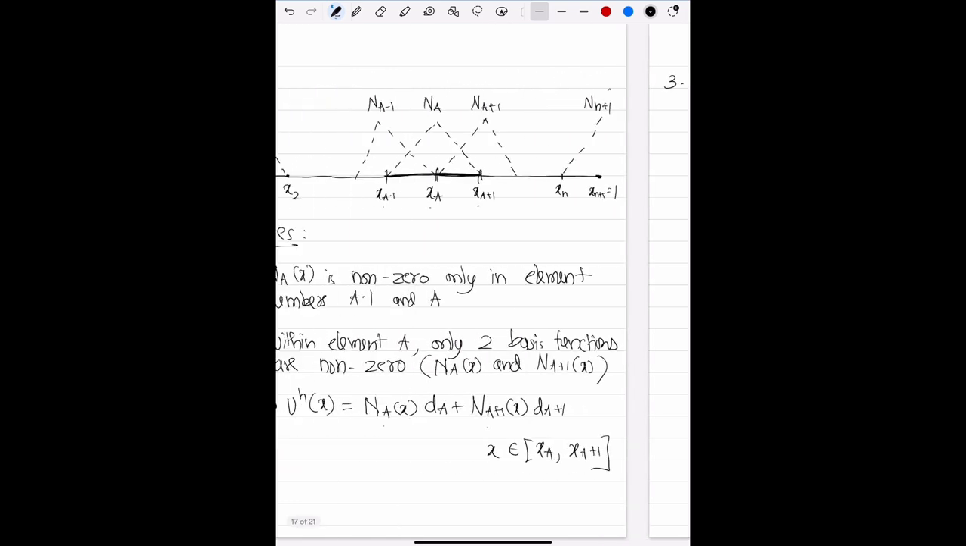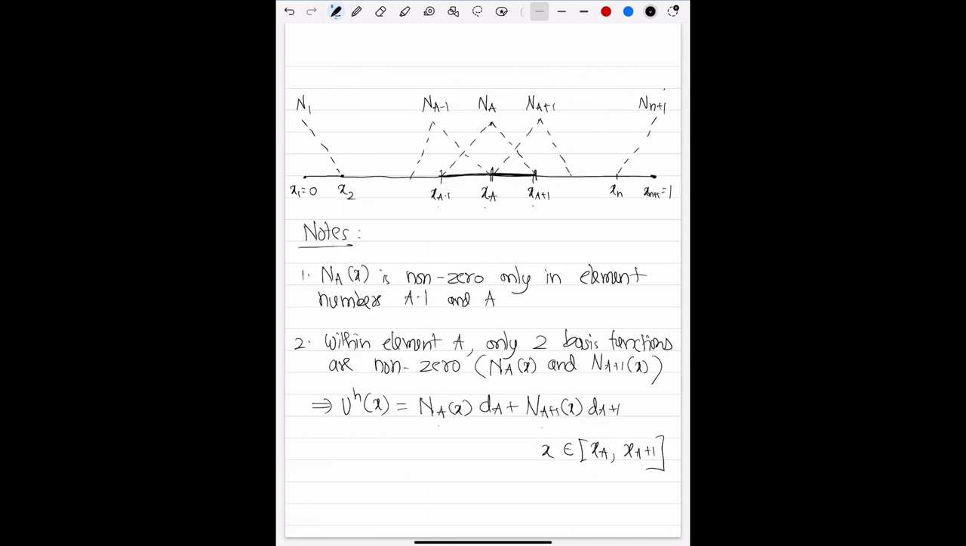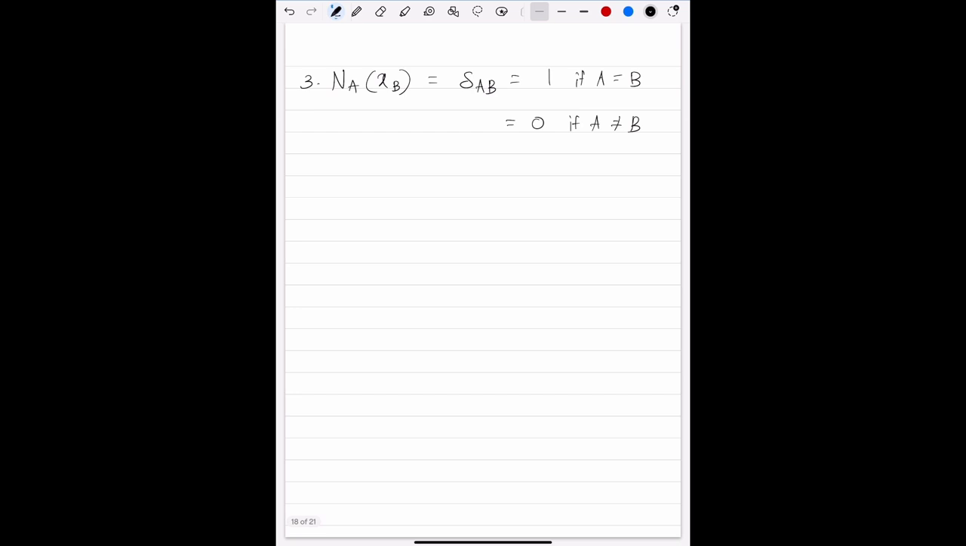The third observation that we make is that if we try to evaluate the basis function Na of x at some particular grid point xb, then this can be written as delta ab, which is basically equal to 1 if a is equal to b, and it is equal to 0 if a is not equal to b. So if you look at Na of x, then we know that Na of x is equal to 1 at grid point xa, but if you evaluate it at any other grid points, then it is basically equal to 0. And that's why Na of xb can be written as delta ab.